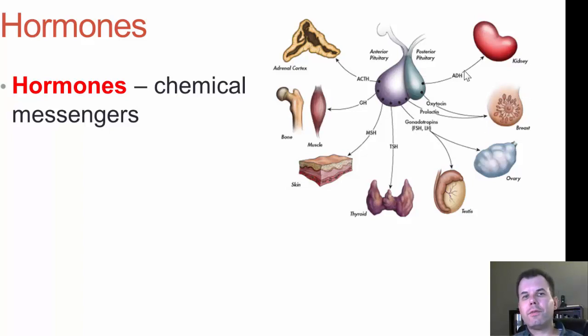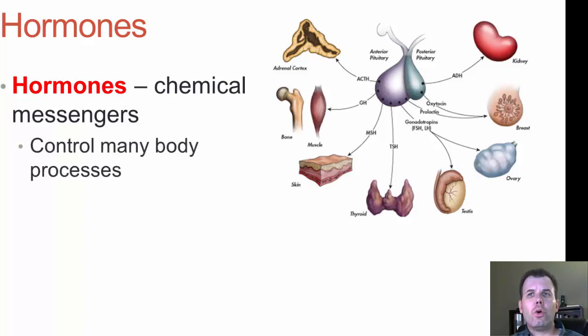And so there's a lot of different hormones that one gland can secrete, and depending on what it needs to do or what type of balance it needs to regulate, it can mean one type of hormone being released at one time and then another one being released at another time. And so again, hormones are chemical messengers that go throughout the body.